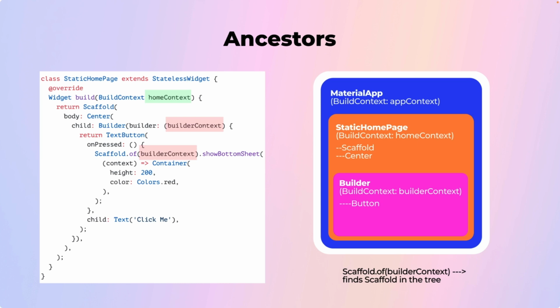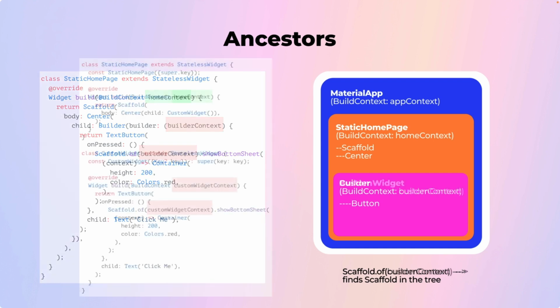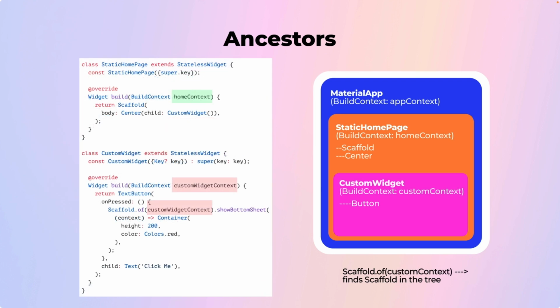But if you don't want to use this kind of hacky method, then you can split your widgets, extract into your own custom widgets and use its context. But then you need to be sure that there is a scaffold in the parent of the widget that you're using.